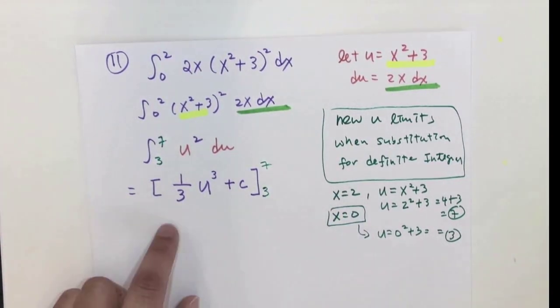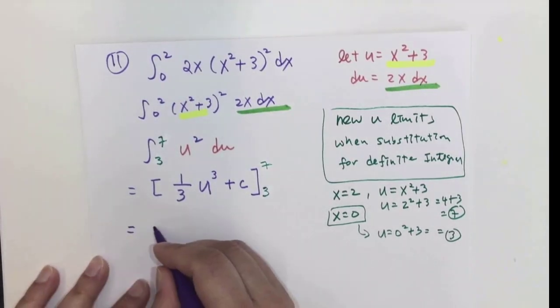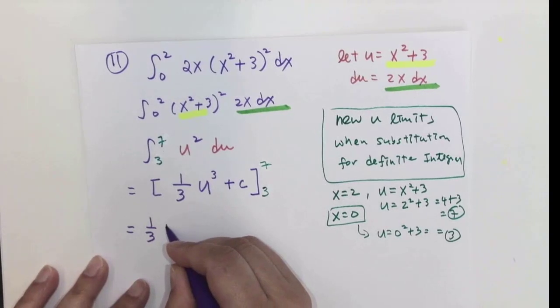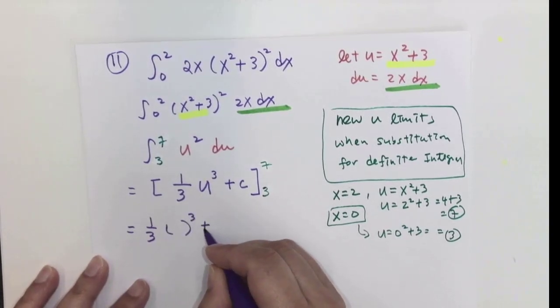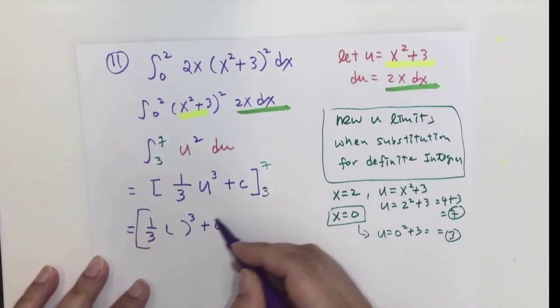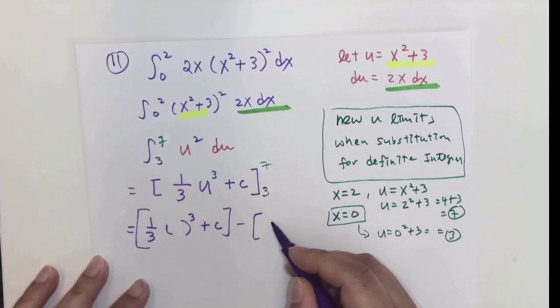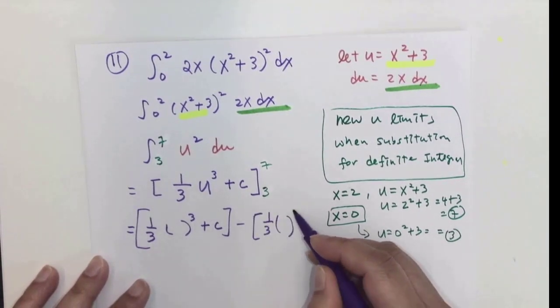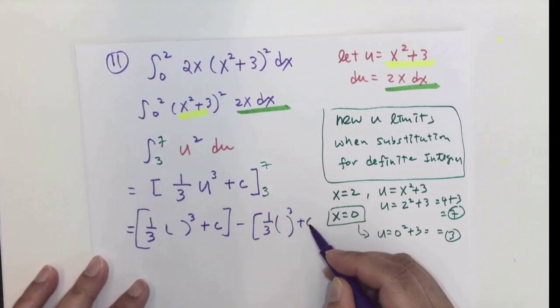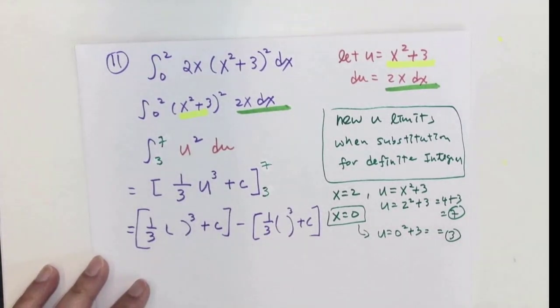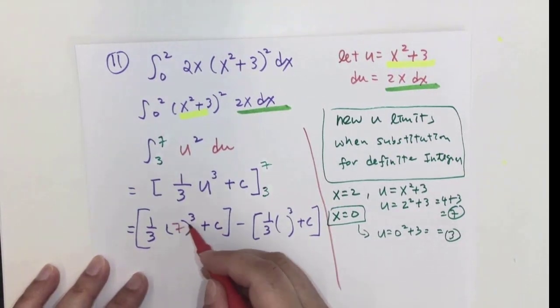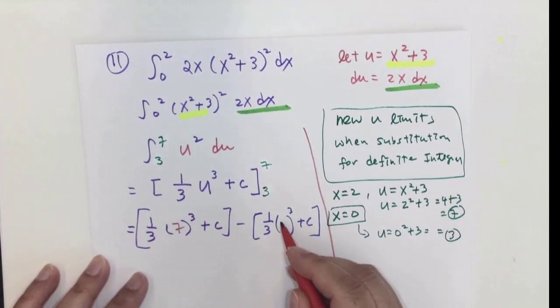And that happened a lot on the test also. People forget to change the new limits. We are going to plug in the upper limit, which is 1/3 u to the third power plus c, and then subtract the lower limit part, 1/3 u raised to the third power plus the c here. The first one, plug in what? 7. The next one, plug in 3.